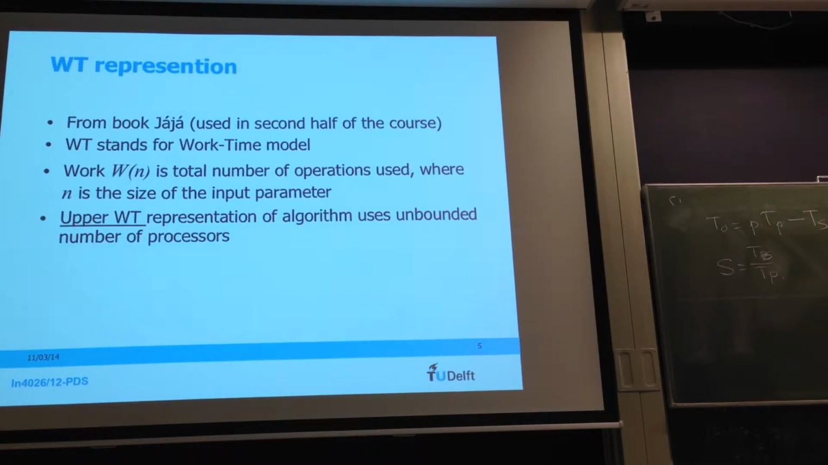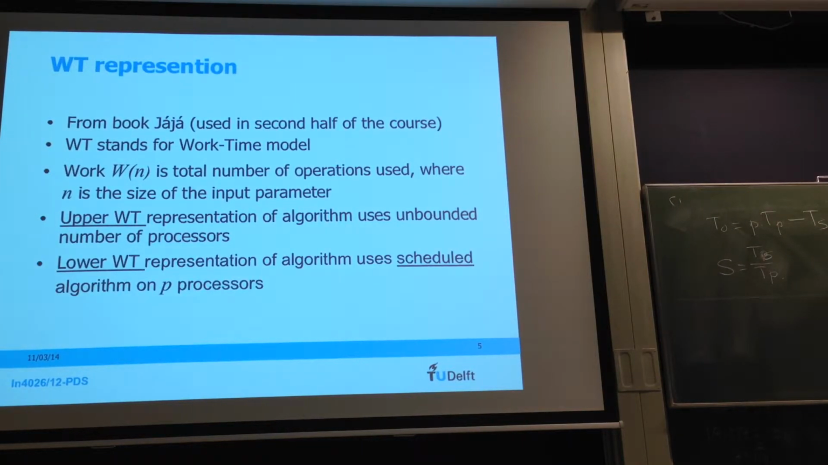Now there are two WT representations, work time representations. The upper one of the algorithm uses an unbounded number of processors. And the lower work time representation of the algorithm uses the scheduled algorithm on P processors, with P smaller than n. So there's an upper and a lower one.